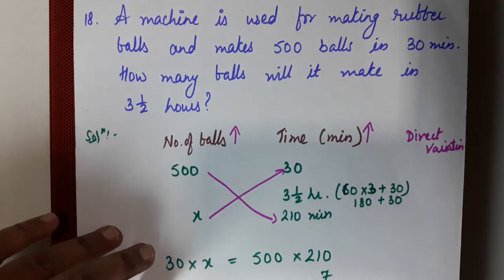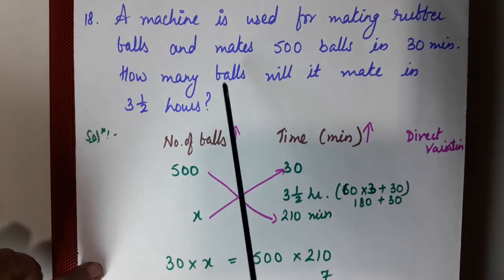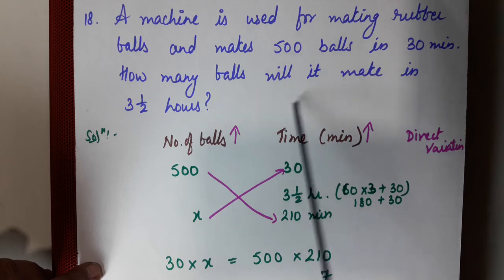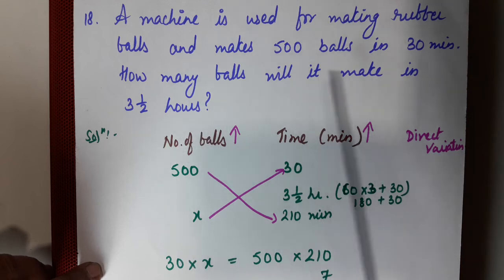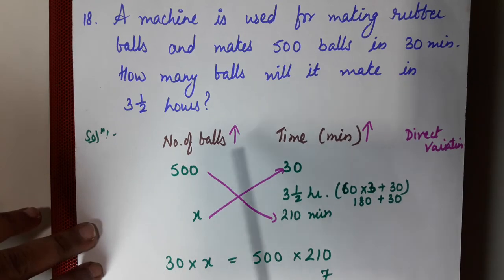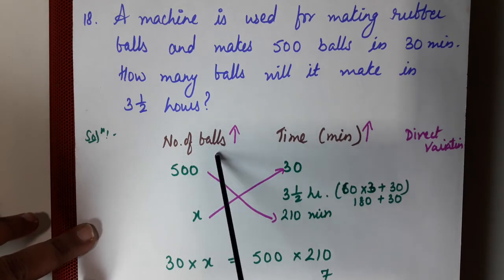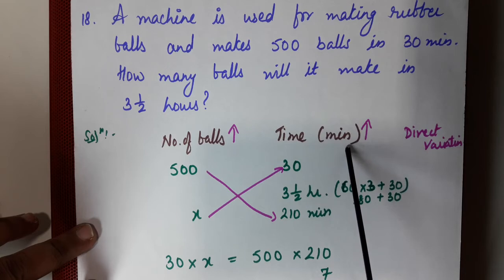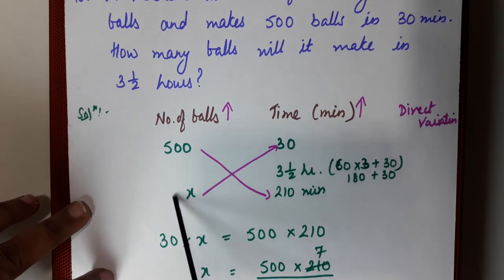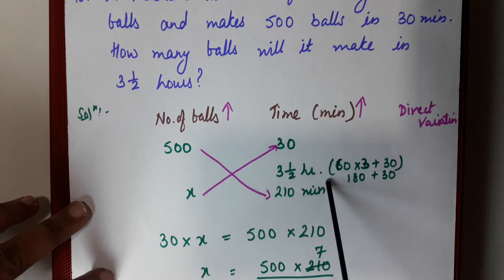Next, question number 18. A machine is used for making rubber balls and makes 500 balls in 30 minutes. How many balls will it make in 3.5 hours? So if you see here it is minutes and here it is in hours. The two things which are being talked about here are the number of balls and the time, which is given in minutes. So it can make 500 balls in 30 minutes. You need to find out how many balls it can make in 3.5 hours.